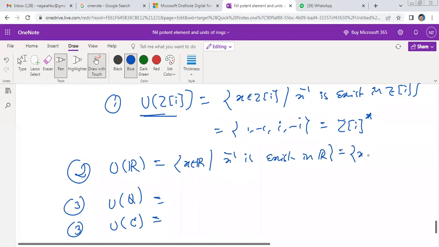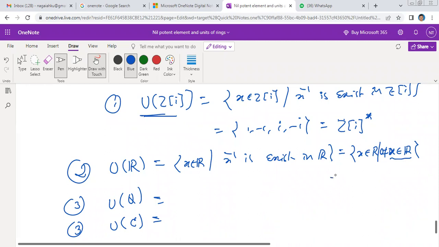x belongs to R, such that ఇది ఏమై ఉండాలి, x must be a non-zero number అయి ఉండాలి. Non-zero. Inverse exist కావాలి అంటే x not equal to 0, x belongs to R. సరిపోతా? Every non-zero number has a multiplicative inverse.